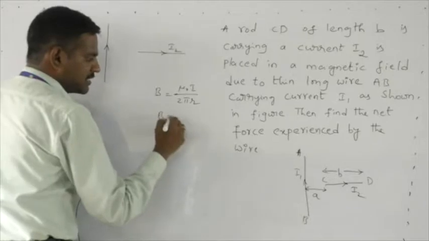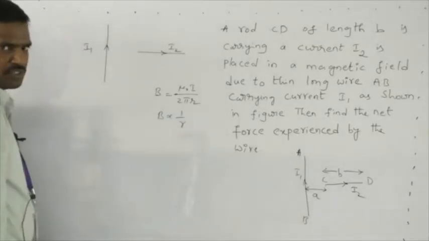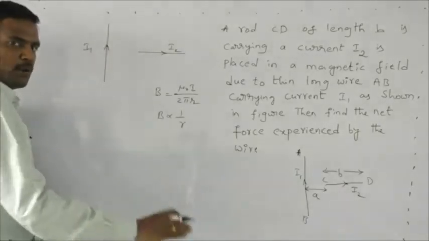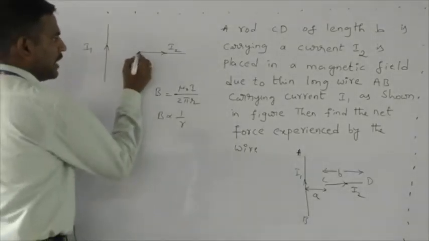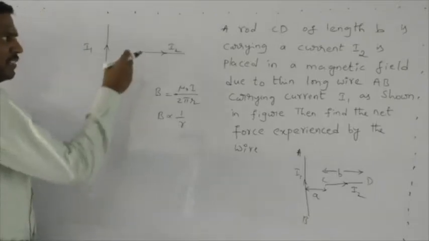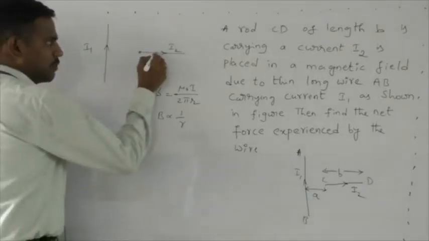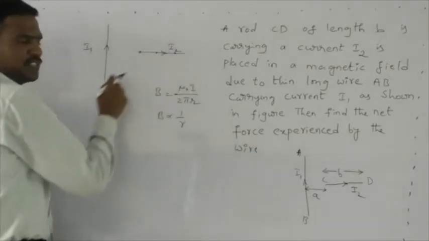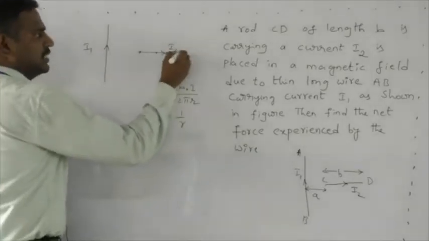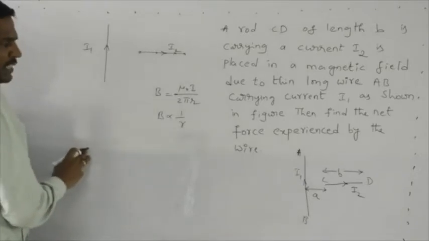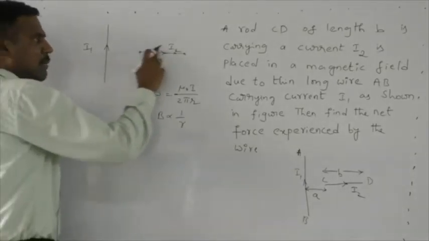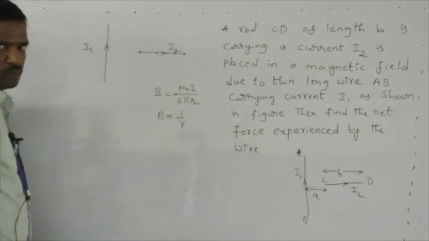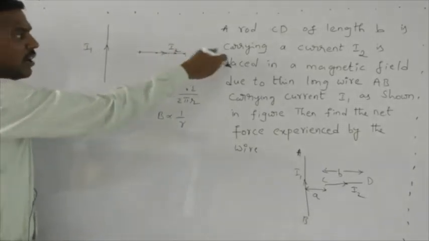Here B is inversely proportional to R. That means if you go away from the straight conductor, the magnetic field intensity will keep on decreasing. So on this point, what is the magnetic field? That is different from this point, and it will be completely different from this value. This will be the least, this will be the maximum. The magnetic field intensity is maximum at this point, minimum at this point, and it keeps on decreasing along the length. Therefore, the magnetic field is varying along the length.